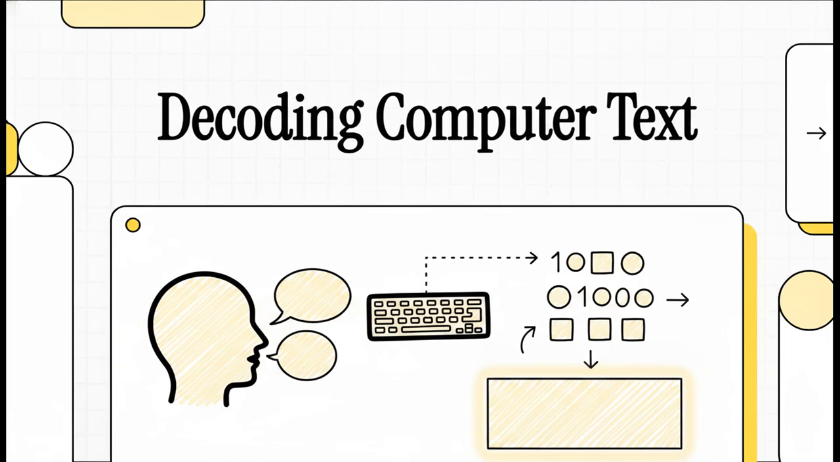Welcome to this explainer. Today, we're going to unpack the secret code that allows computers to understand human language, step by step. If you've ever typed a message, sent an email, or literally just read text on a screen, you've relied on an invisible translation process that is constantly running in the background. So we are going to make that invisible process visible.